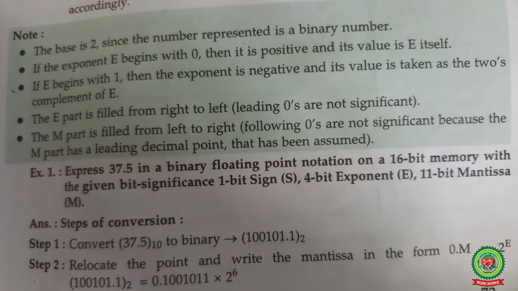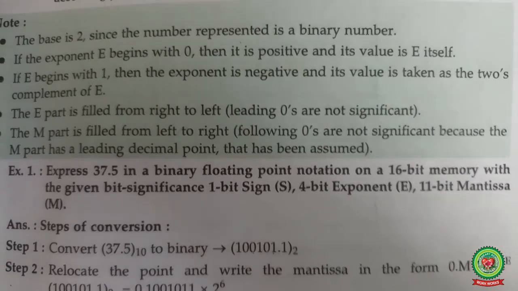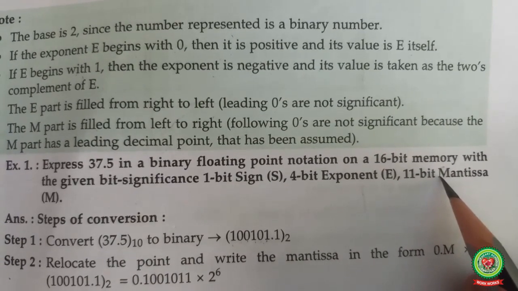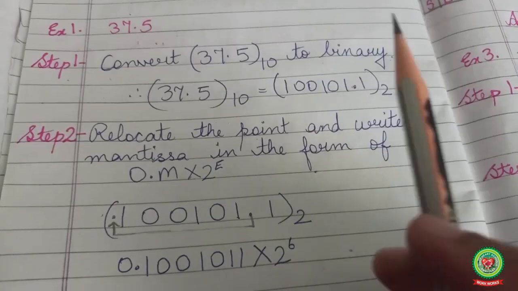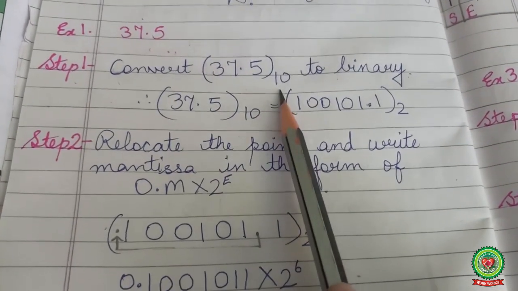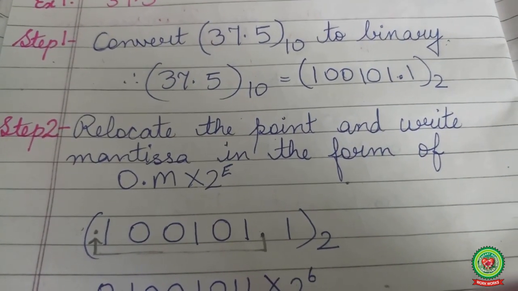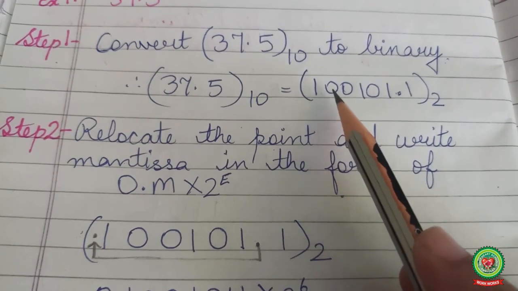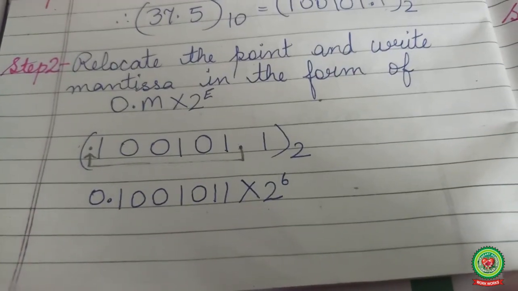Now let us consider the first example on the same page. Express 37.5 in binary floating point notation on a 16-bit memory with the given bit significance: 1 bit sign, 4 bit exponent and 11 bit mantissa. Now the first step is to convert 37.5 base 10 to binary. As we already know how to convert a decimal number into a binary number, my answer is 100101.1 base 2.